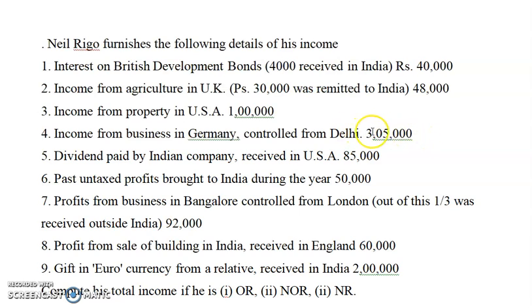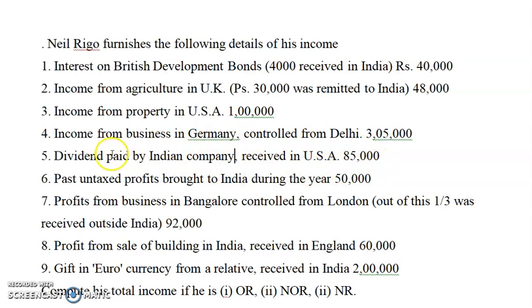That means 3,500 in first two columns, last column it is nil. So foreign income, because it is received from Germany, or it is earned in Germany, but control is situated in India, controlled from India. So 3,500 and nil.